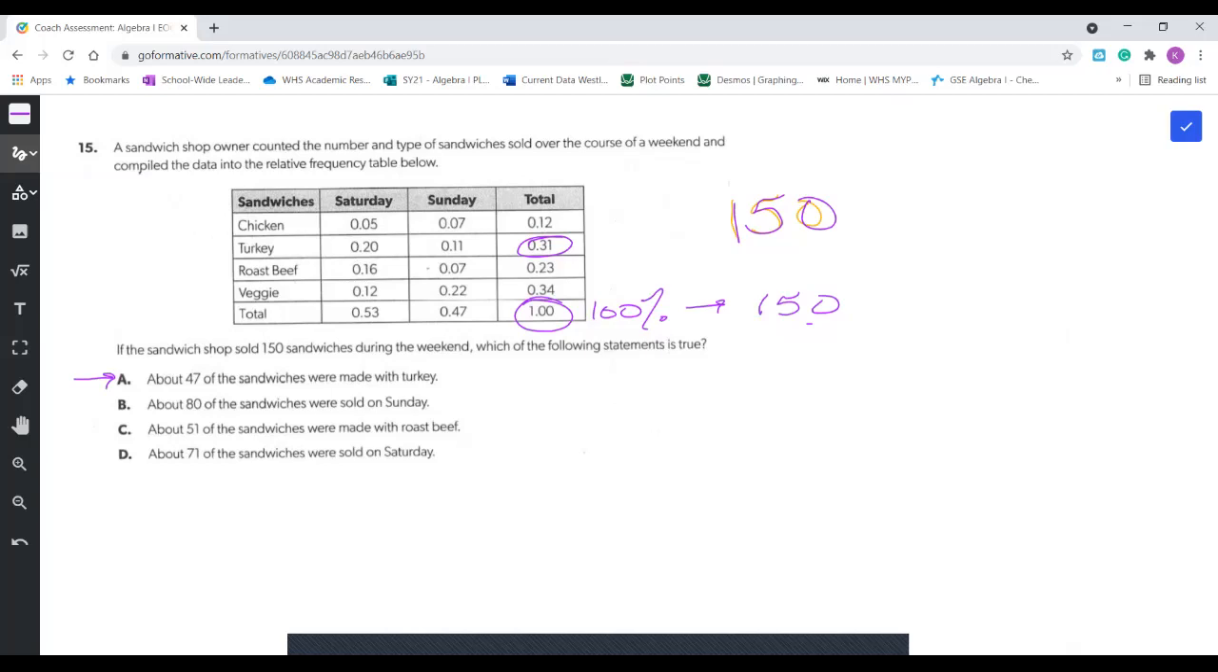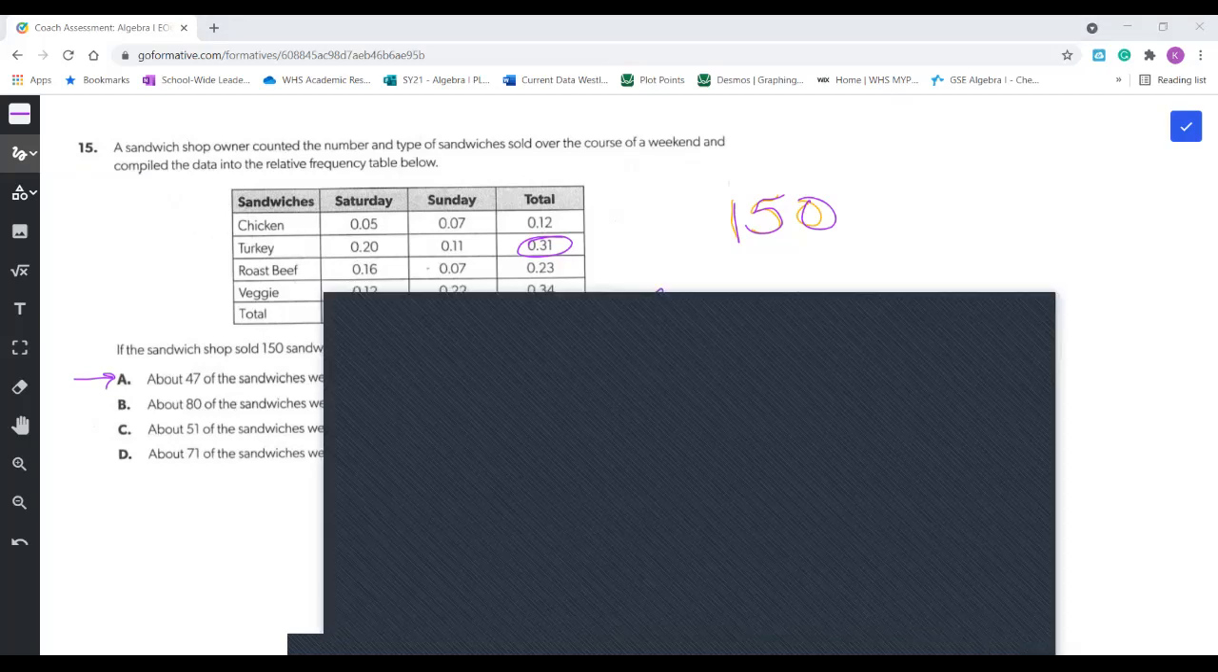Okay, if we kept going, about 80 sandwiches were sold on Sunday. Let's see, where's Sunday? That's 0.47 of the total, right? So I'm gonna say 150 times 0.47. Nope, they said about 80. 70.5 is way far from 80, okay?